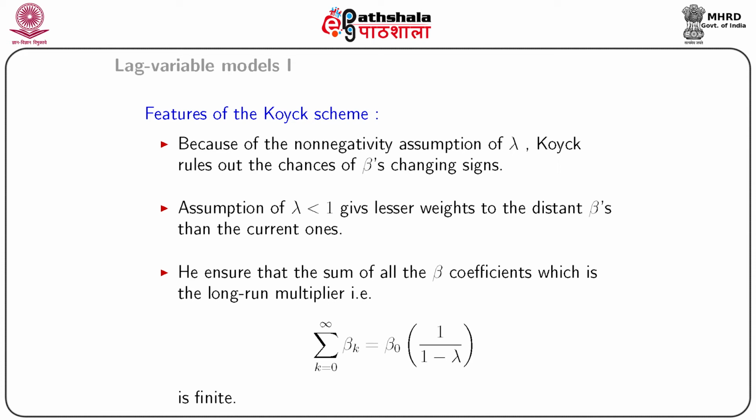So we ensure that the sum of all the beta coefficients, which is the long run multiplier, given by summation k equals 0 to infinity of beta k, can be written in terms of beta 0 and lambda as summation k equals 0 to infinity of beta 0 times lambda raised to the power of k. Beta 0 being independent of k can be taken out of the summation. So we have beta 0 multiplied by summation k equals 0 to infinity of lambda raised to the power of k, and this is nothing but the sum of a geometric progression series. This gives us beta 0 times 1 divided by 1 minus lambda, and this is finite.